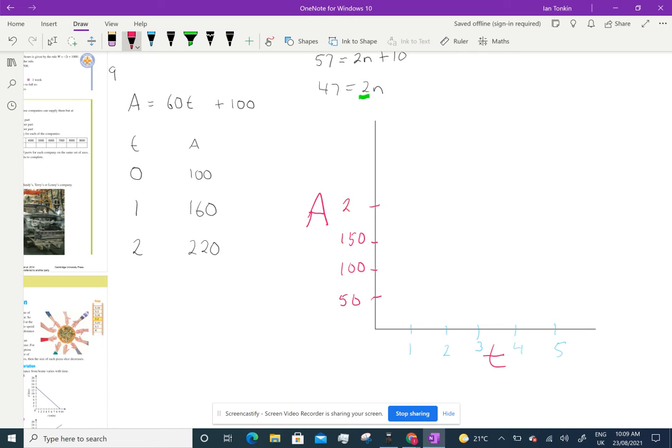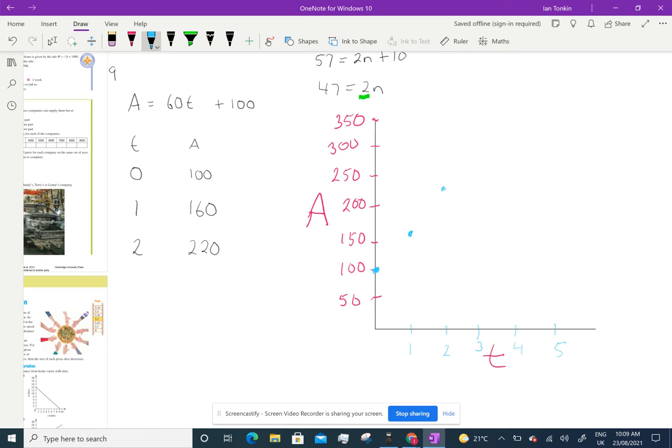150, 200, 250, 300, 350. So that's the amount in dollars. So now I plot my points. So the first point, 0 hours, $100. There it is. 1 hour, 160. So I'm just going to have a guess. So I'm going about there. 2 hours, 220. So that is about there.